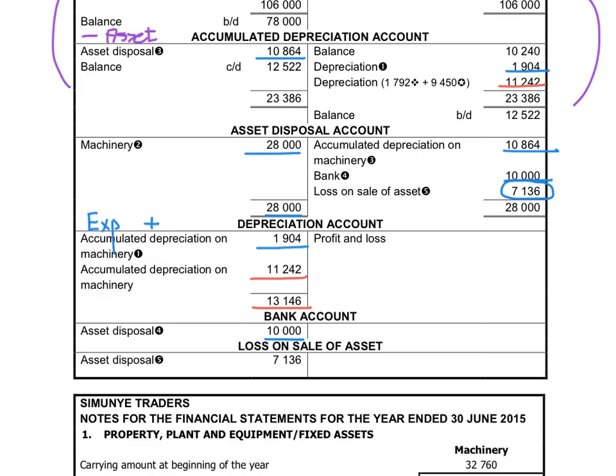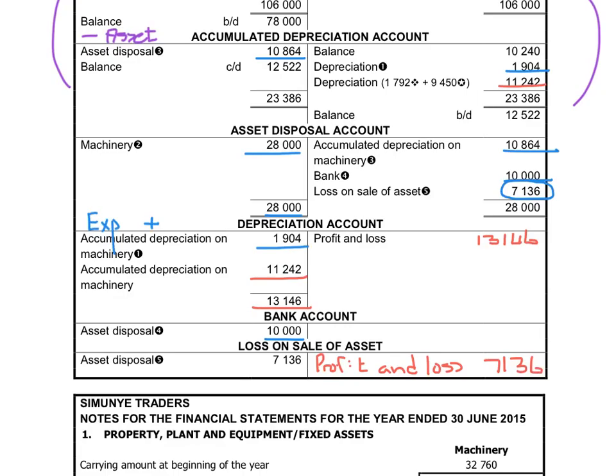Depreciation will always be written off to the profit and loss at the end of the year, so I will credit my depreciation account and indicate that I will transfer this amount as an expense to my profit and loss account. Loss on sale of asset is also an expense, and at the end of the year I will transfer this expense to the profit and loss account to reduce the profits with the loss of 7,136.